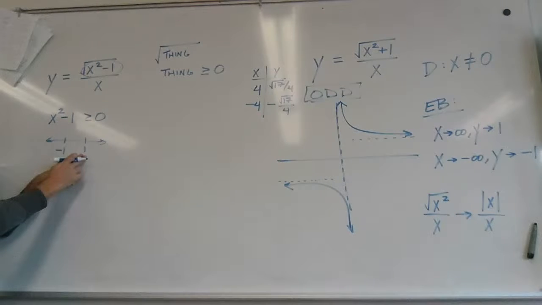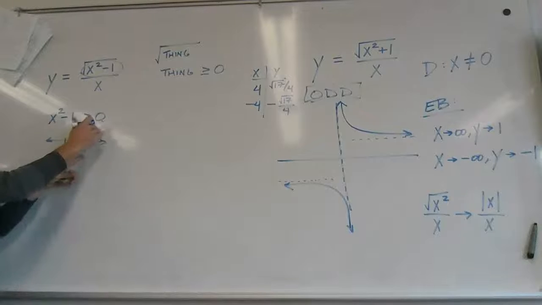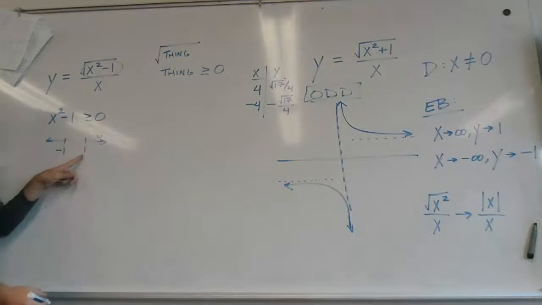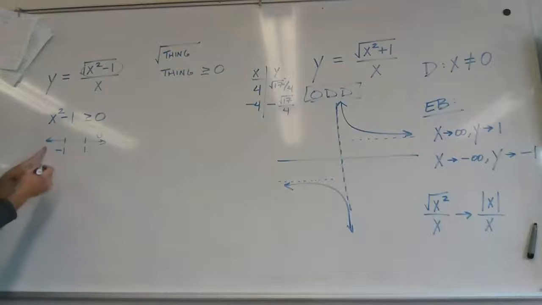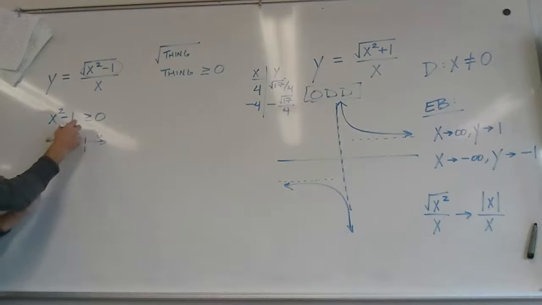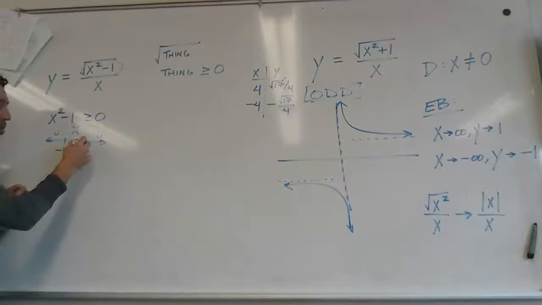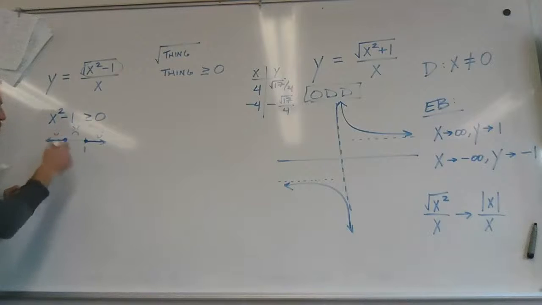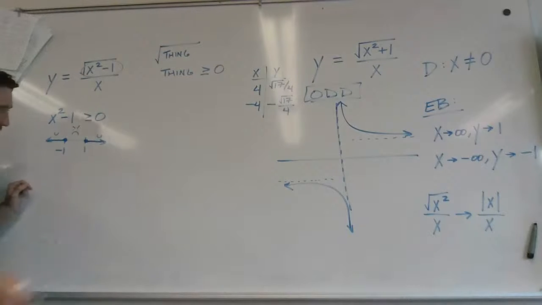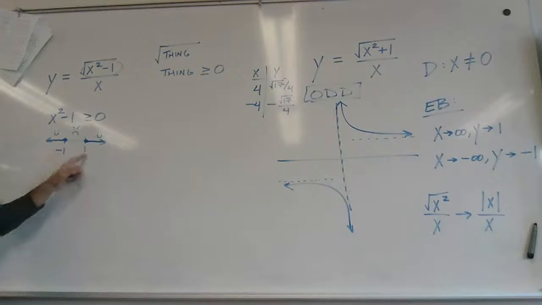Now, what if x was bigger than 1? What if x was like 7? Any number bigger than 1, does this work? Yeah. Happy. How about if a number was like -7? Good. Okay. But if you were between -1 and 1, no. Sad. So what this means is that every number 1 and bigger, and every number -1 and less is okay.